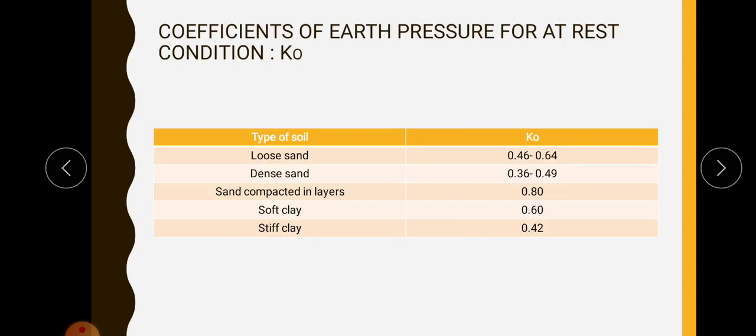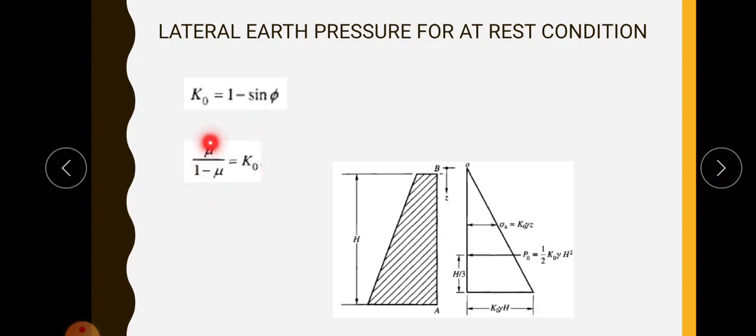And the coefficient of earth pressure for at rest condition, k naught, for different types of soils is tabulated like this. You do not need to memorize these values. You just need to know these are the values of k naught for different types of soil. This table is in your textbook. For loose sand it is 0.46 to 0.64, and then dense sand, compact in layers, soft clay, stiff clay. For each type of soil there is a variation of k naught, the coefficient of earth pressure.